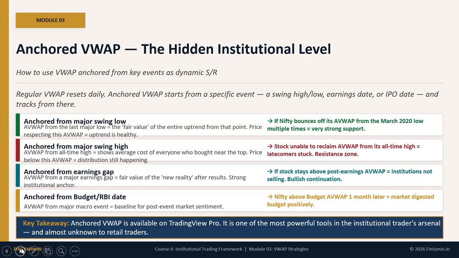event. Nifty above budget AVWAP 1 month later means the market has digested the budget positively. Institutional net buying since then. Powerful macro context. It is available on TradingView Pro. Draw it by right-clicking on the specific candle and selecting Add Anchored VWAP.